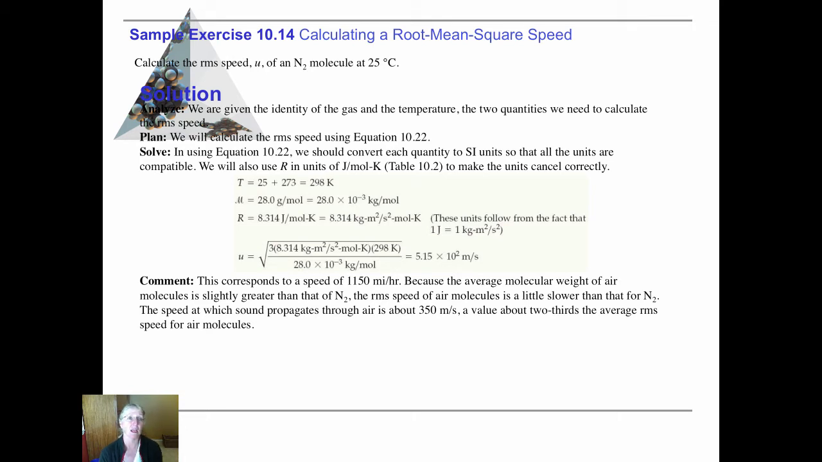So what we're looking at here is nitrogen makes up almost 80% of the air you just took into your lungs. Those nitrogen molecules at that temperature are moving over 1,000 miles per hour. Kind of a cool thing. So that's root mean square speed.